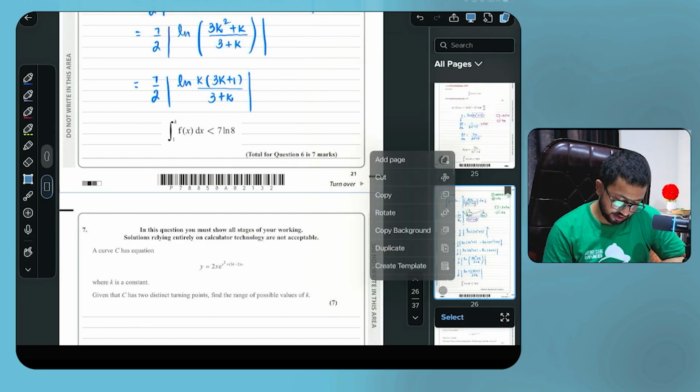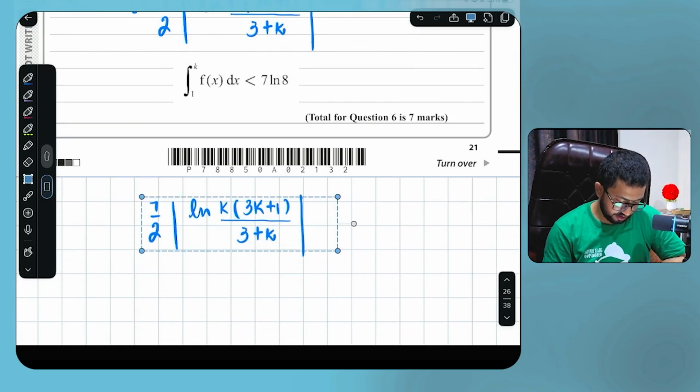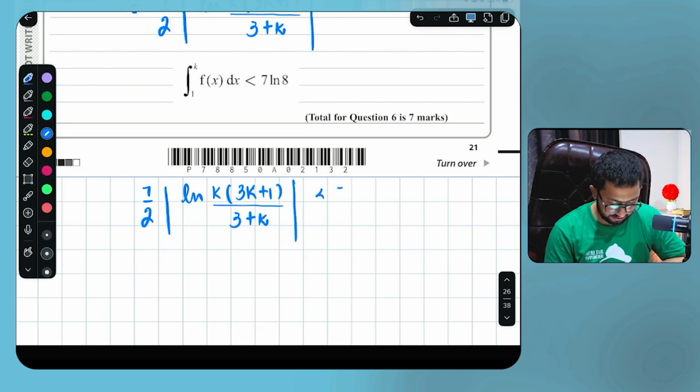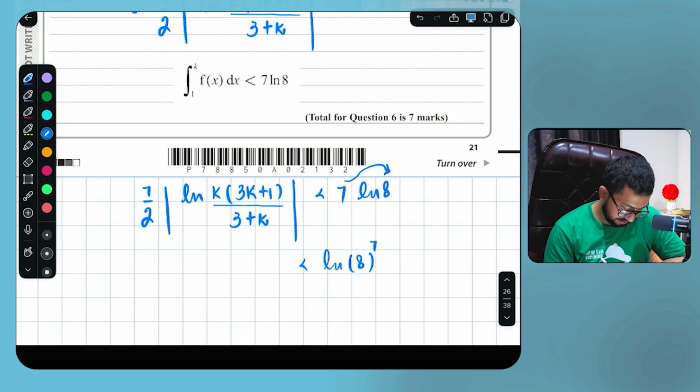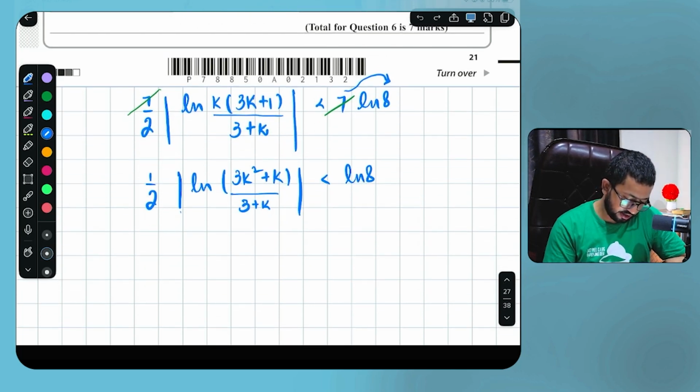Let's substitute. This is less than 7 ln of 8. Apply the property, 7 can be shifted to the power of 8. If you don't want to apply the property, you can see the 7 can be cancelled out. So 1 by 2, ln of 3k square plus k divided by 3 plus k, less than ln of 8. So let's shift it to the other side.